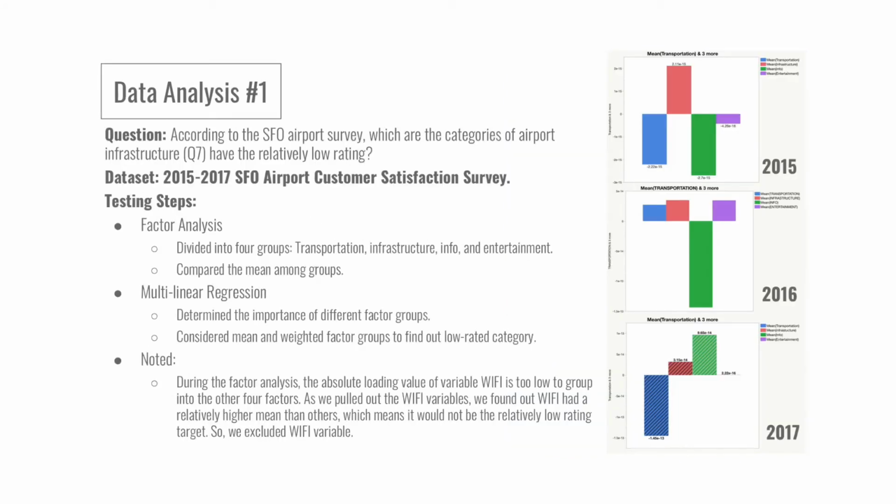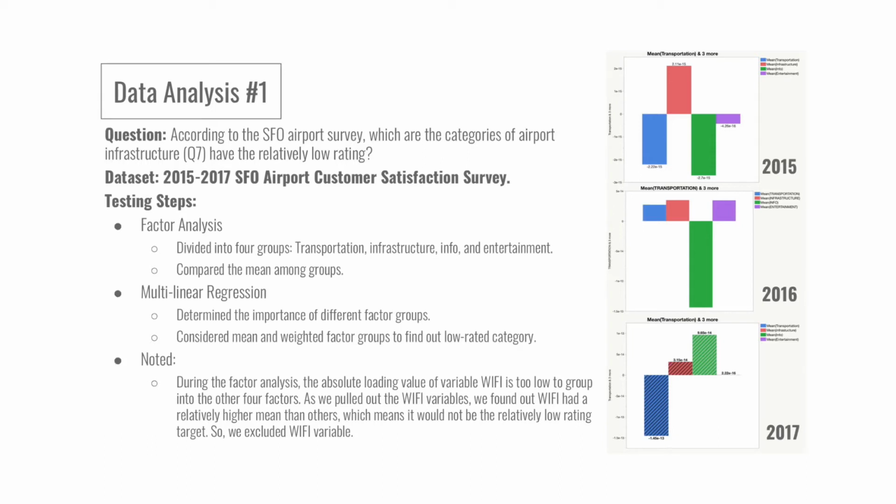After cleansing the dataset, we conducted our analysis of question 1, which is which category of airport infrastructure has the relatively low rating according to the San Francisco Airport survey. Our analysis approach is to conduct a factor analysis first, group 14 variables into 4 factors: transportation, infrastructure, information, and entertainment, and compare the mean of each factor. Second, we run multilinear regression to see how the 4 factors are weighted when contributing to the overall rating. Lastly, we consider both the mean and weight of each factor to determine which is the lowest rated category.